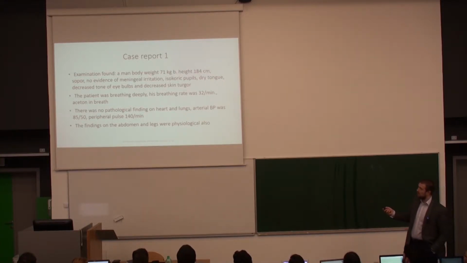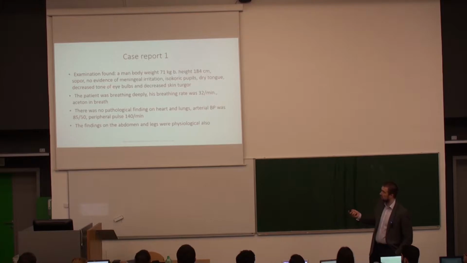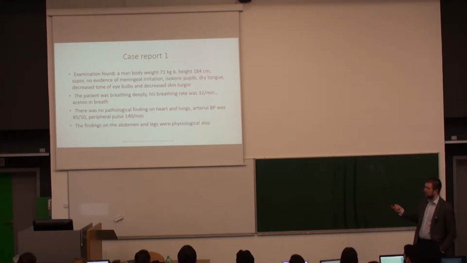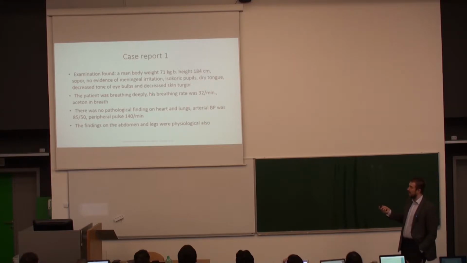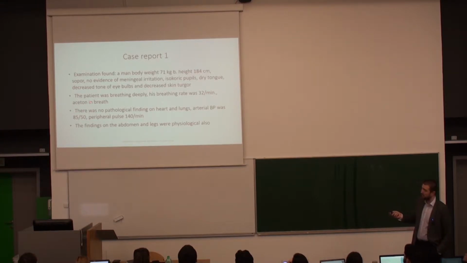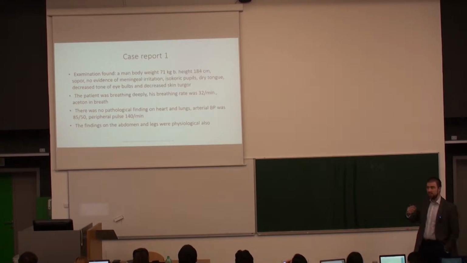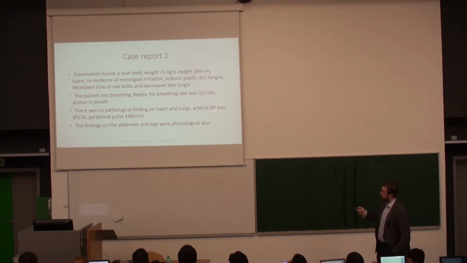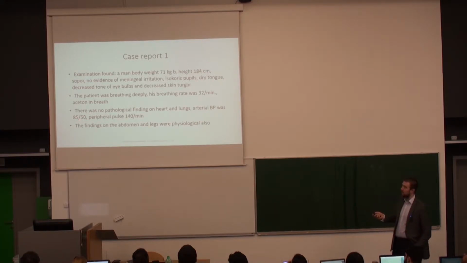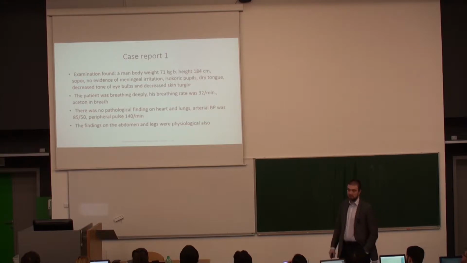Then there was no evidence of meningeal irritation, isochoric pupils, dry tongue, decreased tone of the eye bulbs, and decreased skin turgor. The patient was breathing briefly. The breathing rate was around 32 per minute, and you can feel the acetone in the breath. There were no severely pathological findings on heart, on lungs. That means the listening. And the arterial blood pressure was 85/50. Peripheral pulse was 140 per minute. The findings on the abdomen and legs were physiological.